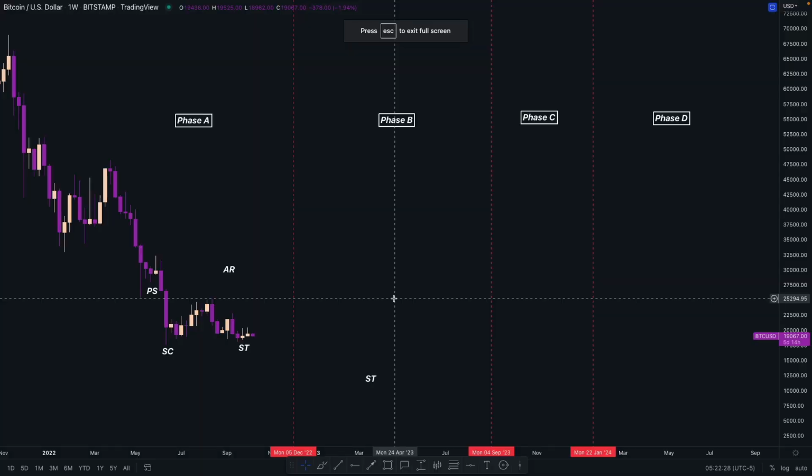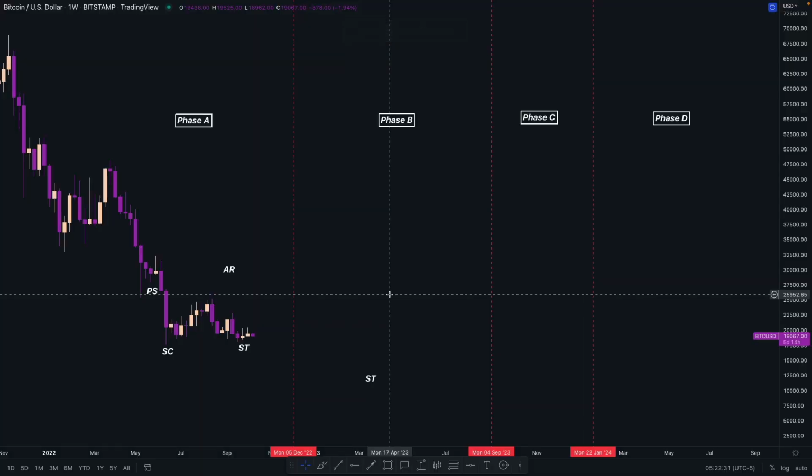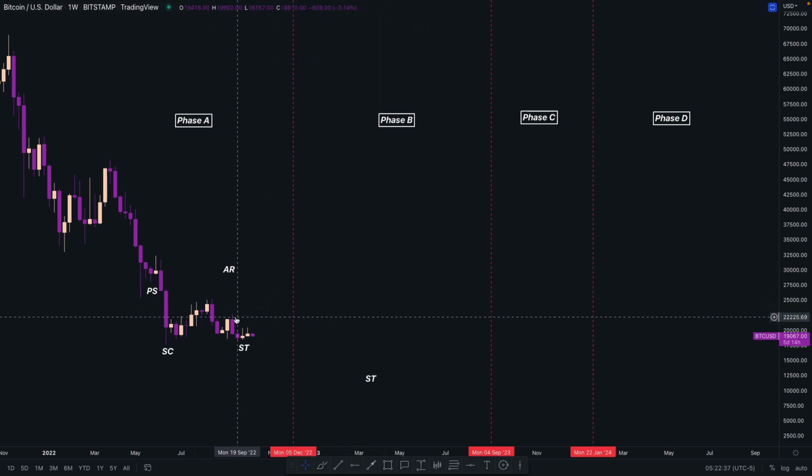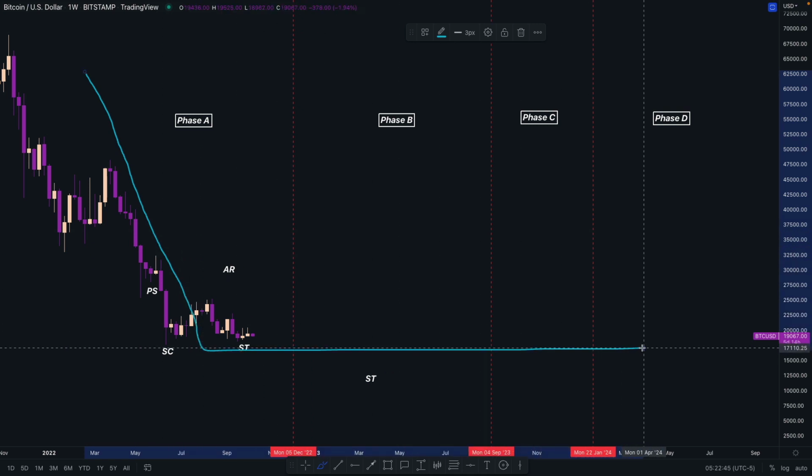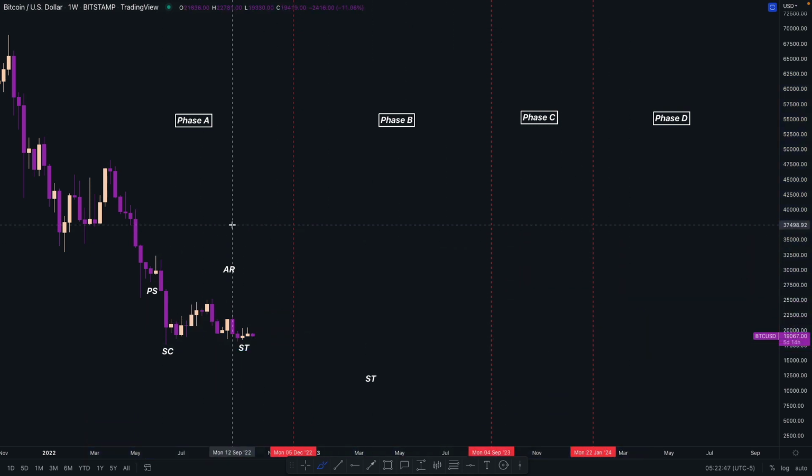So the first chart I wanted to pull up was the weekly on Bitcoin, and then we're going to jump into the daily, which I think is a little bit more of an accurate depiction. So the first thing that we have is obviously you need your markdown. This is after a bull market, and now you are starting to see your accumulation area, which I think is the phase that we are currently entering.